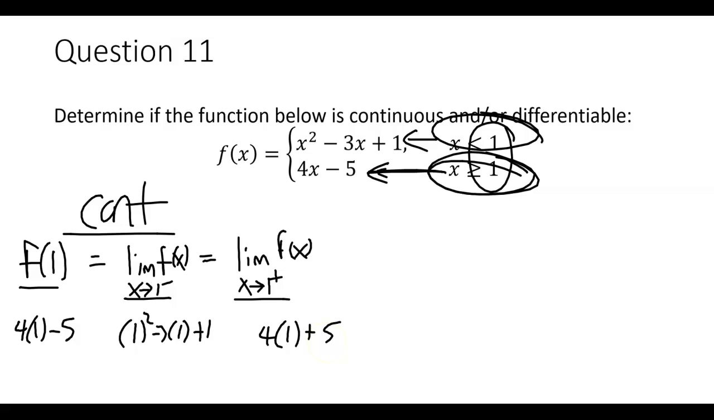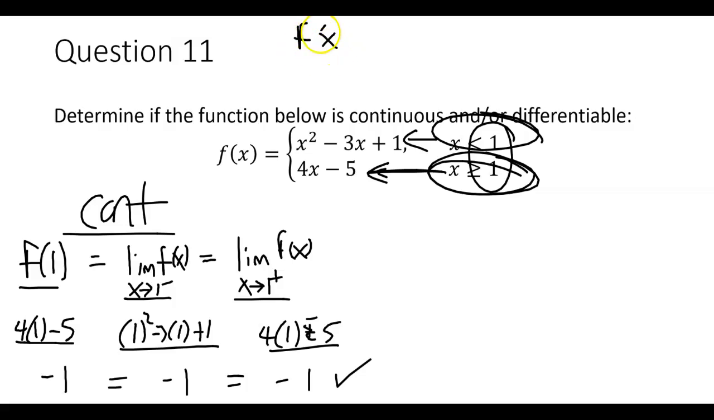So let's go ahead and simplify all these and see if they all are equal. So this one simplifies to -1. This one is 1 minus 3 is -2 plus 1 is -1. And this one, I wrote this wrong. This is a -5. This one's also -1. So as you guys can see, all 3 of these are equal. Boom. That means this function is continuous.